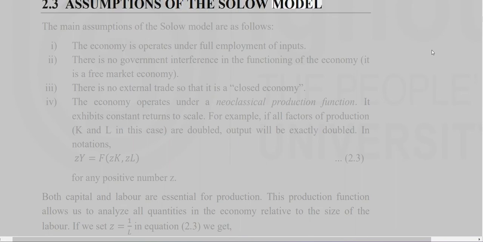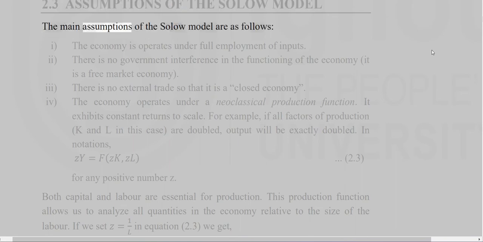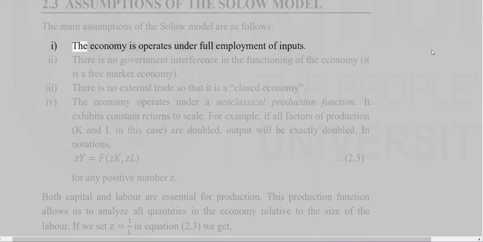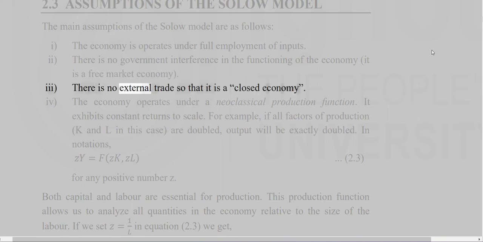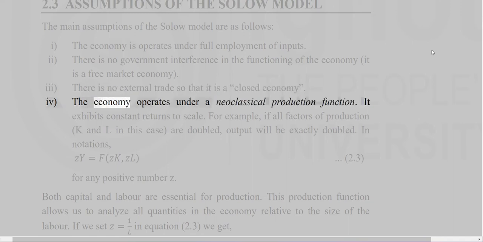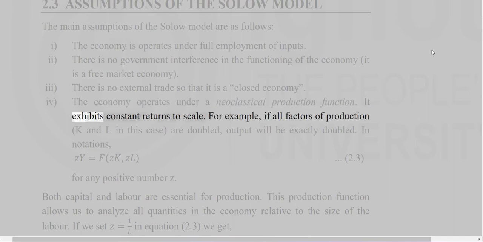2.3 Assumptions of the Solow Model. The main assumptions of the Solow model are as follows. 1. The economy operates under full employment of inputs. 2. There is no government interference in the functioning of the economy, it is a free market economy. 3. There is no external trade, so that it is a closed economy. 4. The economy operates under a neoclassical production function. It exhibits constant returns to scale.